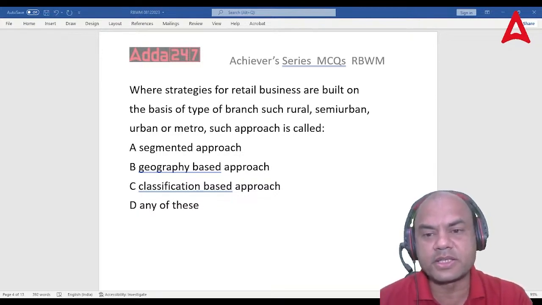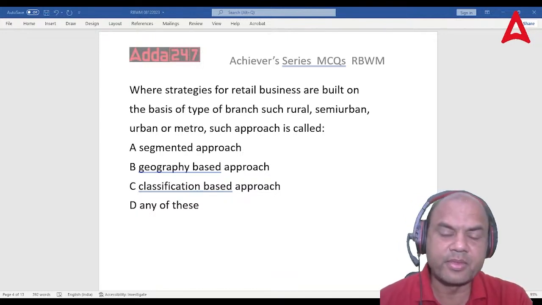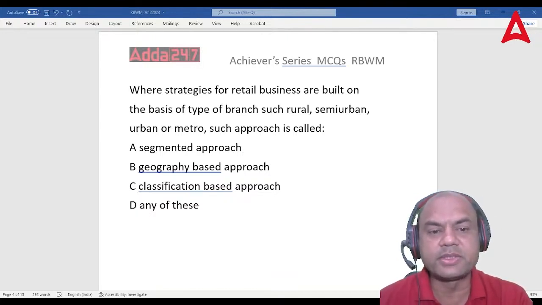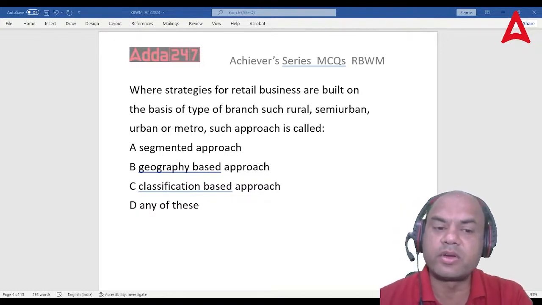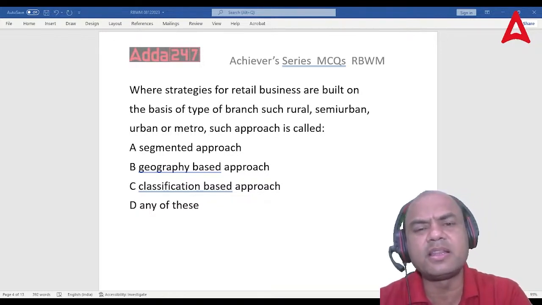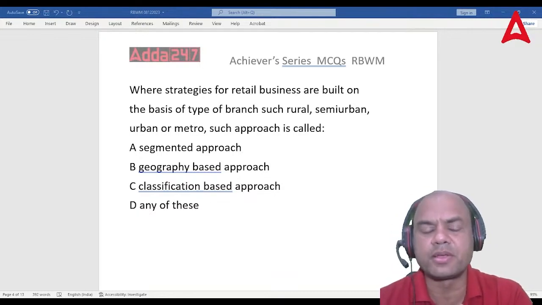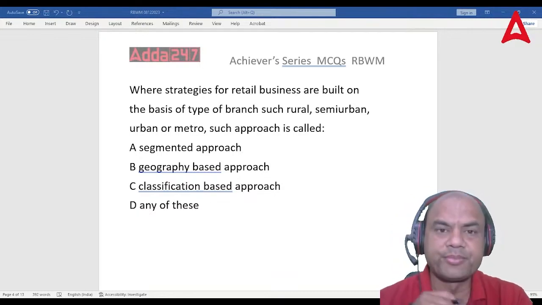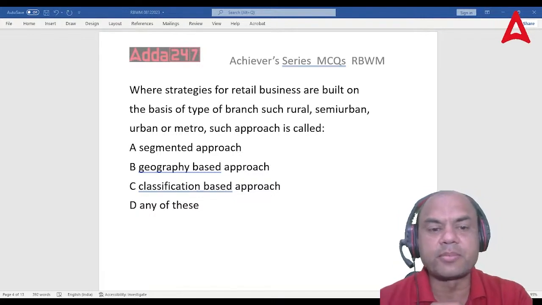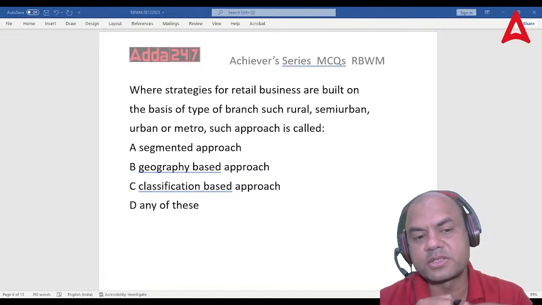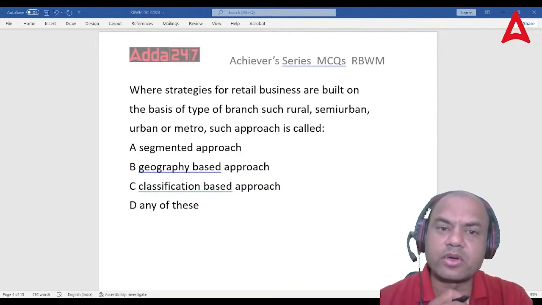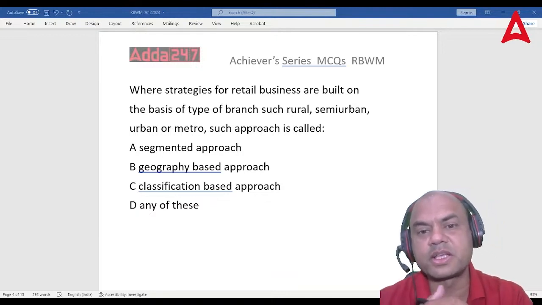You have these branches in your banks also, right? You have semi-urban branches, urban branches. Mainly in nationalized banks, we have this concept of semi-urban, urban. So this approach is called as what? Segmented, geography-based, classification-based. Just now I gave you the example of geography-based, right? So what was the answer?